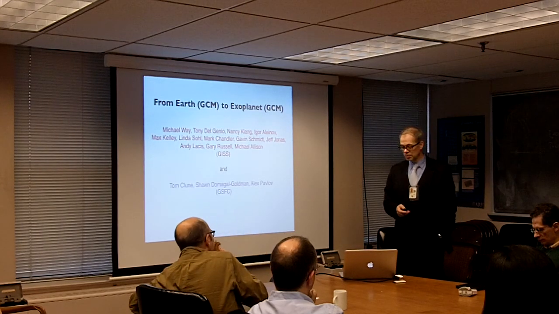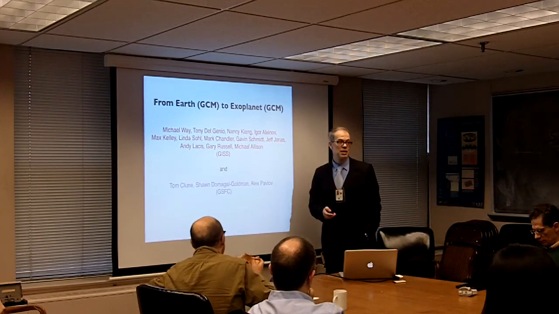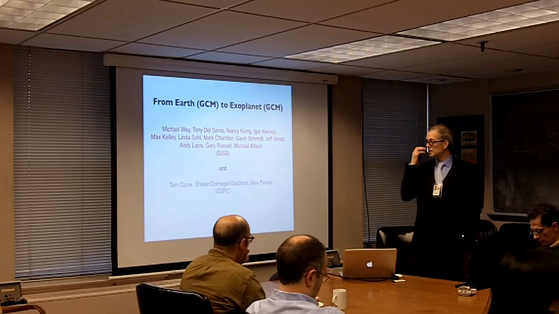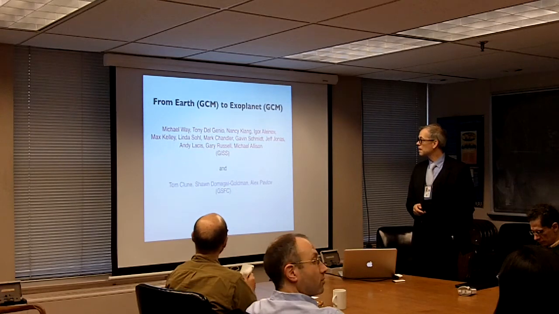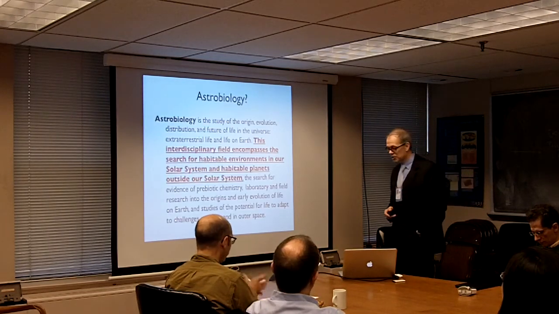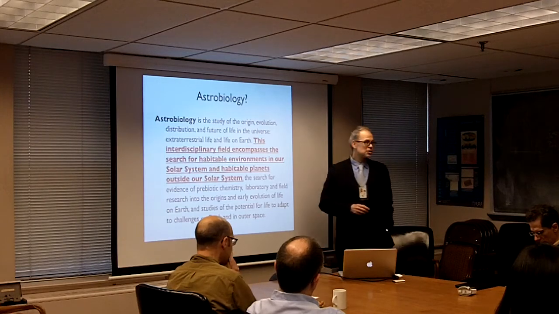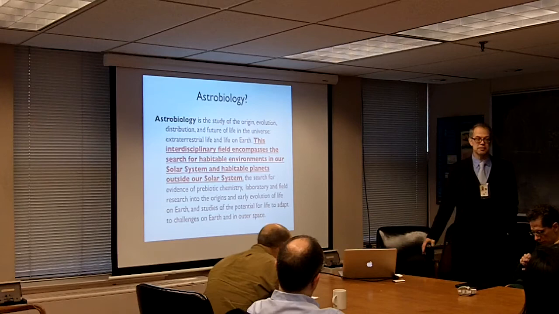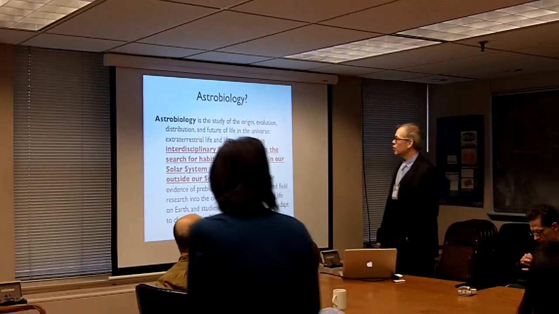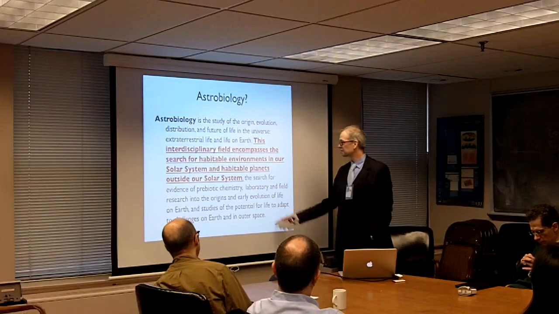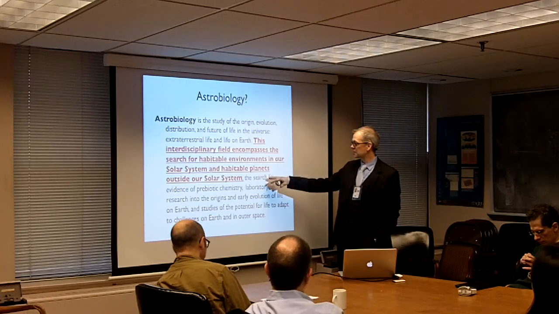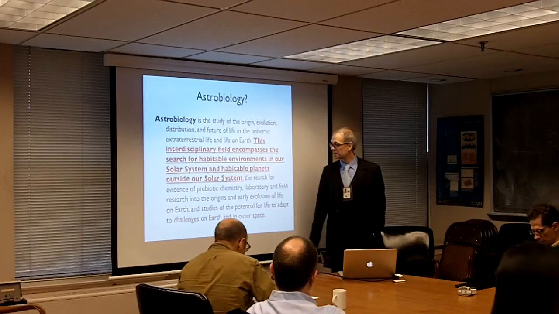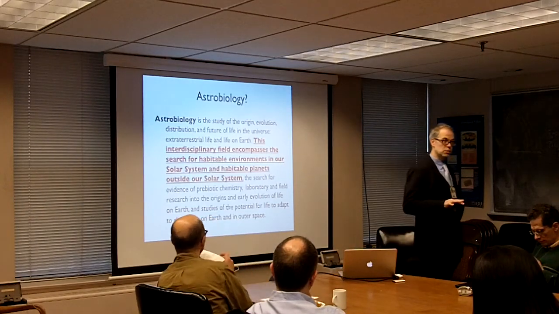The idea is to essentially use the Earth GCM to model other planets and even other worlds outside the solar system. So I said this is a new astrobiology group, and astrobiology, as you can see from this Wikipedia definition, more or less encompasses anything that you wanted to in a sense. But we're really going to focus on the search for habitable environments in our solar system over time and habitable planets outside. So that's the focus of the group as it stands.